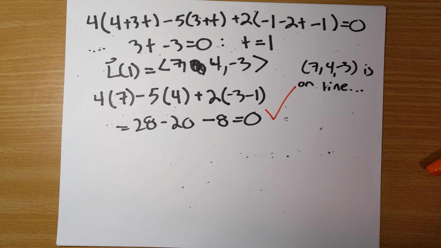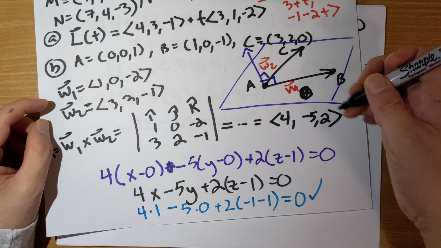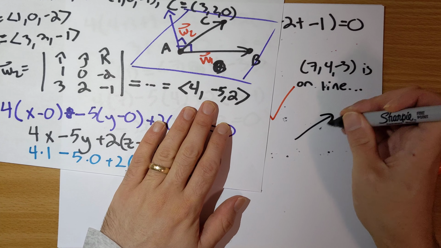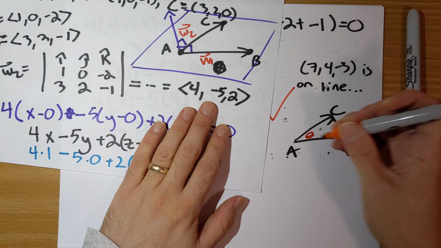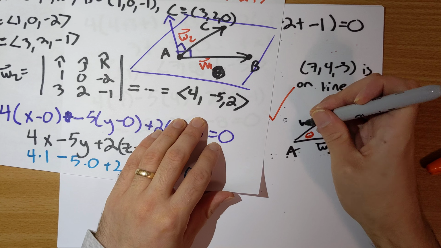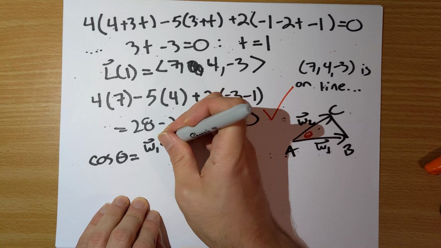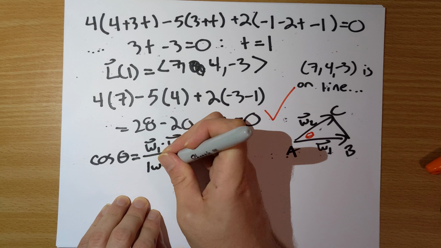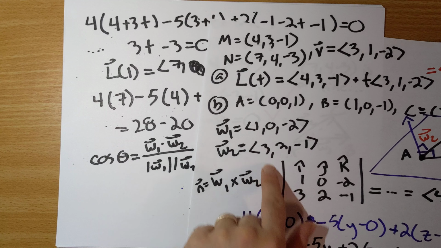There's one final part of this problem. Find the cosine of angle theta at vertex A of the triangle. So what we have to do is, once again, A, B, C. Here is theta. We call this vector W1 and this W2. Cosine of theta is going to be W1 dot W2 divided by the length of W1 times the length of W2, where W1 and W2 are as given here.